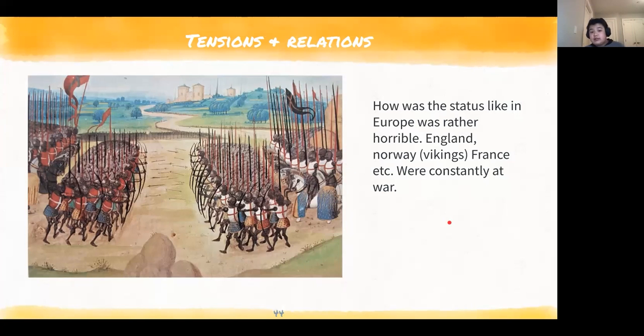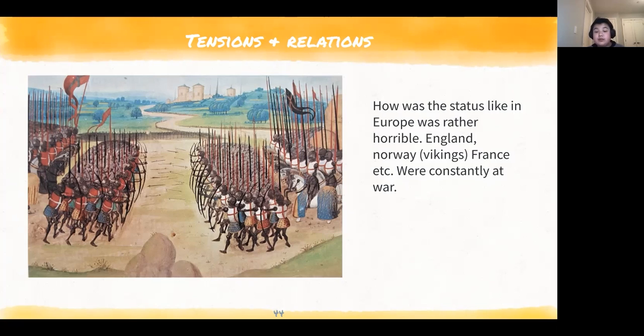So relations and tensions, meaning how did one country fare and view another country? The situation was actually kind of horrible and had a lot of chaos. There were a lot of wars, such as the 100 Years' War, and more, basically European countries fighting over others, mainly for land and some for stupid reasons. There was actually a war that happened about some French person who stole a bucket from England, which resulted in a war.